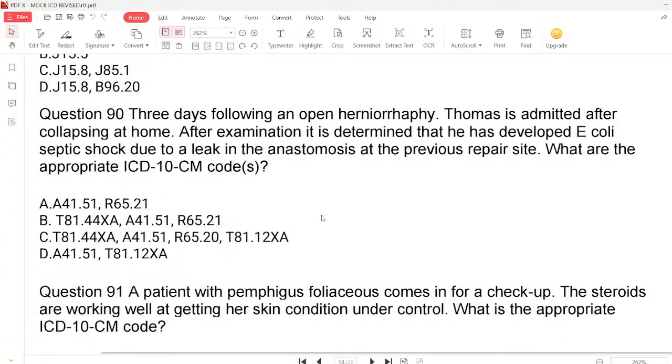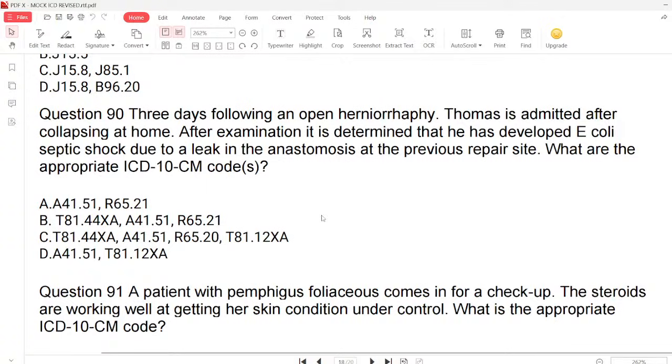90th one. 3 days following an open herniorrhaphy, Thomas is admitted after collapsing at home. After examination, it is determined that he has developed E. coli septic shock due to leak in anastomosis at the previous repairs. So, what is the appropriate code?